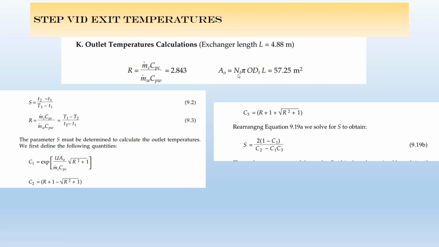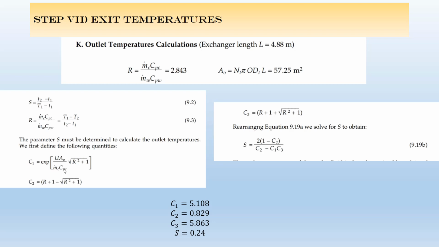So from here you have the R, and then to calculate S, you have two options, guys. You can use these equations to find S. To use this equation, you need to have the C1, C2, and C3, and then C1, C2, and C3 depend on the R, overall heat transfer coefficient, heat transfer area, and m dot Cp for the cold fluid. We already determined all these properties. All these parameters are known, and then you can find C1, C2, and C3, and also S.